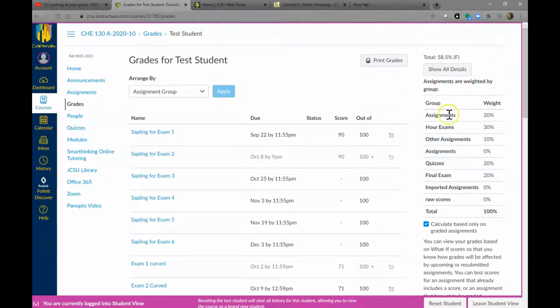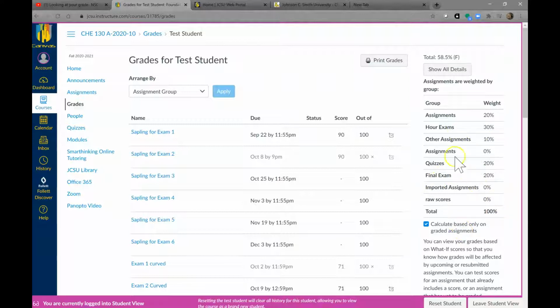Over here we also have the assignment groups. We have a group called assignments, which is 20%, which is the Sapling assignments. Our exams, 30%, which are the tests that you take. Other assignments, 10%. That's the Smart Thinking tutoring things. Quizzes, 20%, which we haven't had very many of. And then the final exam eventually will be 20% for the course. So overall that adds up to 100%.